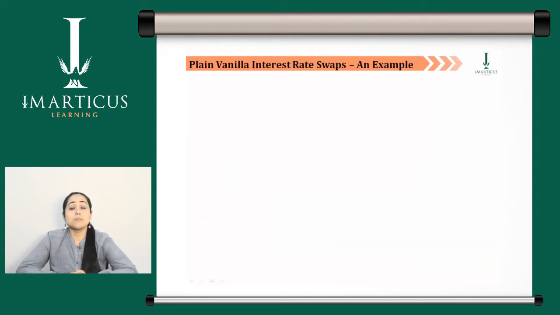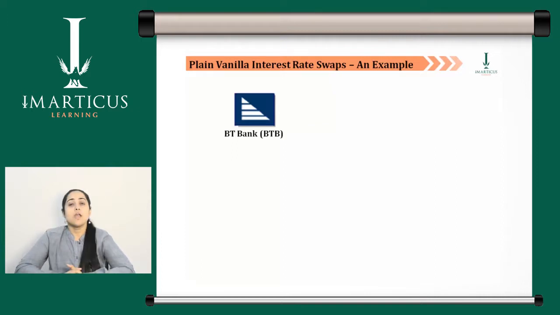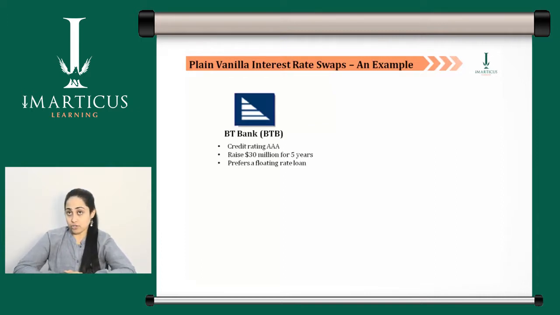Let us now learn about the mechanism of a plain vanilla interest rate swap as shown on screen. Here, Scholes Inc. and BT Bank enter into a swap involving a principal of $30 million for 5 years. BT Bank is an international bank with a AAA credit risk rating that needs to raise $30 million for 5 years. The bank prefers a floating rate loan. Available options to BT Bank are a fixed rate of 8.25% or a floating rate of Libor. Scholes Inc. prefers a fixed rate loan while BT Bank is interested in floating rate interest.